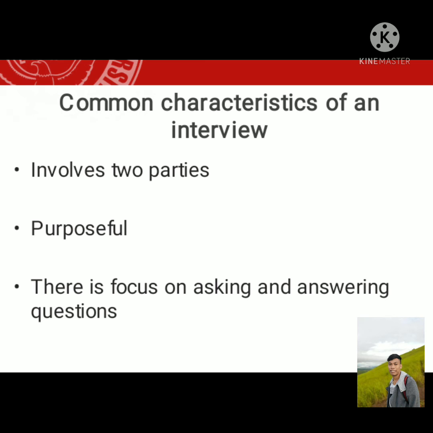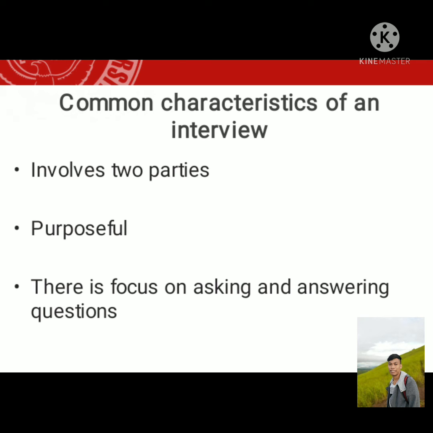Sa pag-interview ay kailangang may kasama kang tao na makukunan mo ng mga impormasyon. And number 2 is purposeful. Interviewing is always purposeful. Kailangan na pag i-interview ay may layunin kung ano ang nais na itanong or nais na masagot. And number 3 is there is focus on asking and answering question.